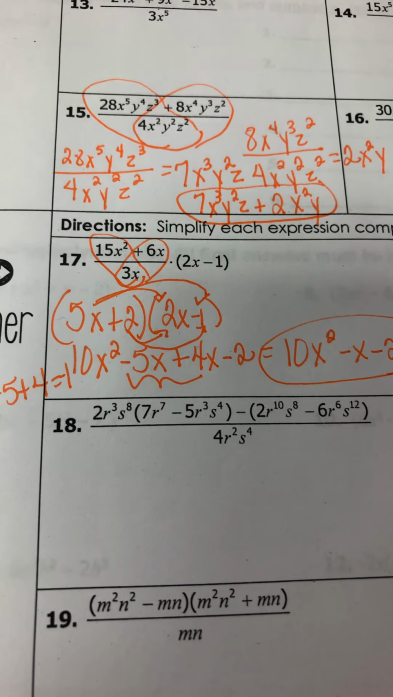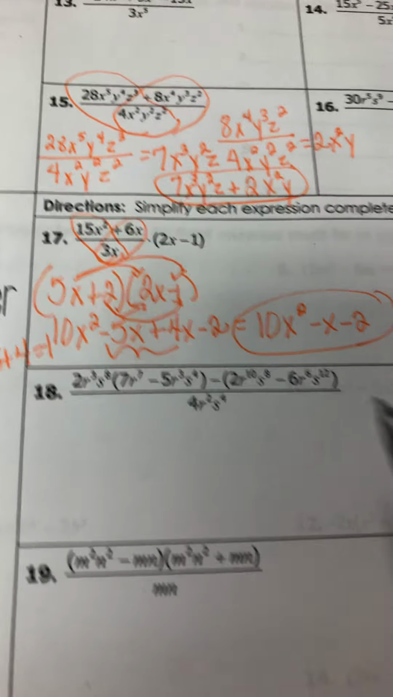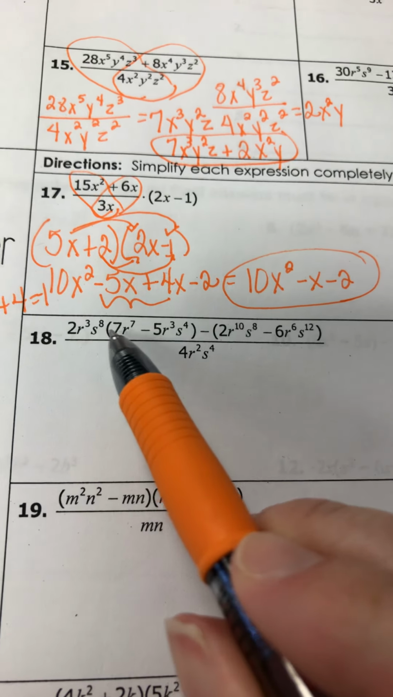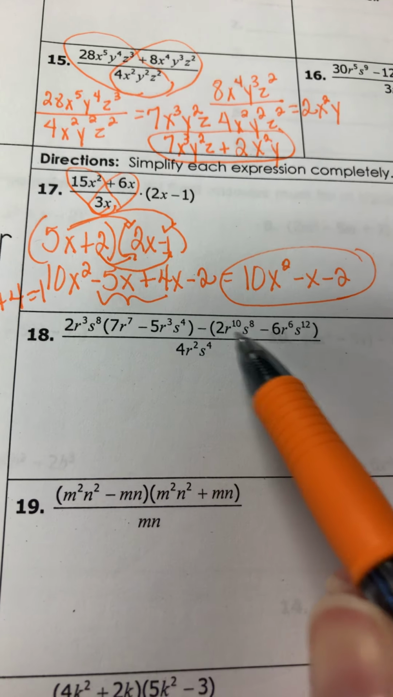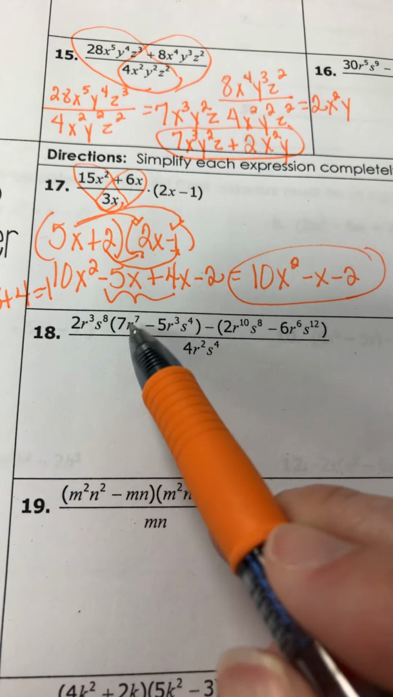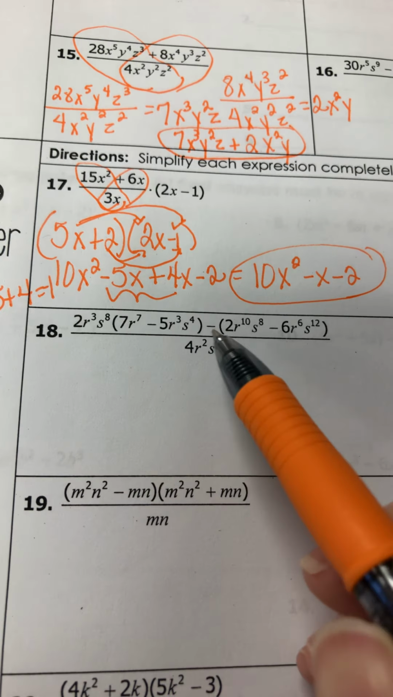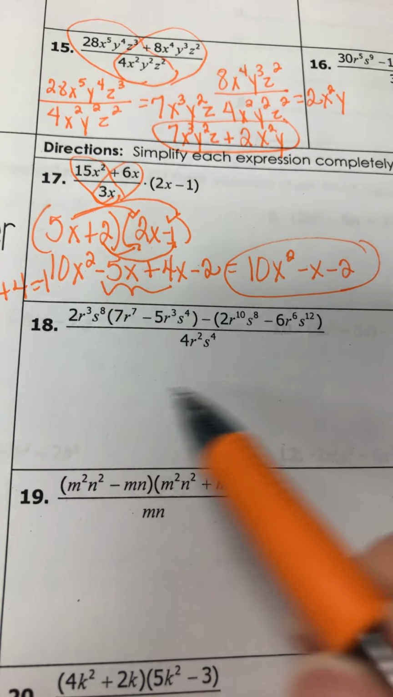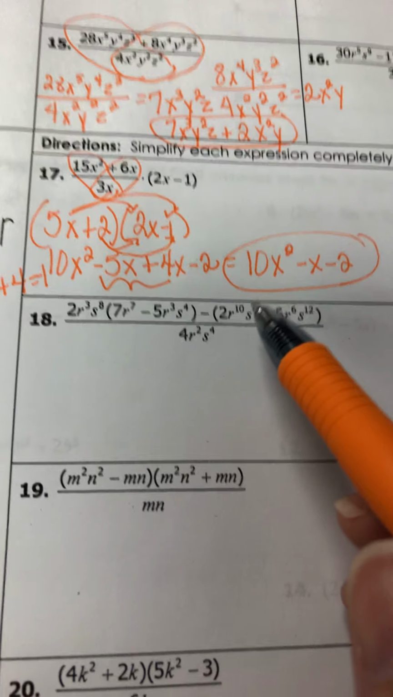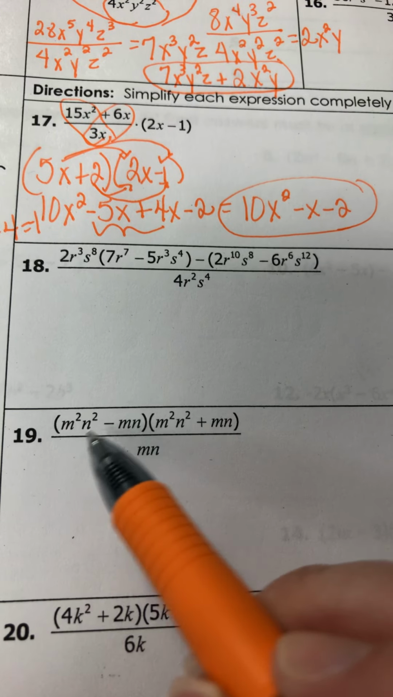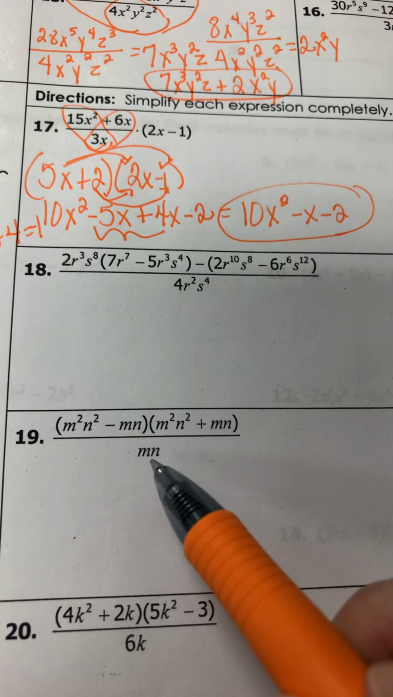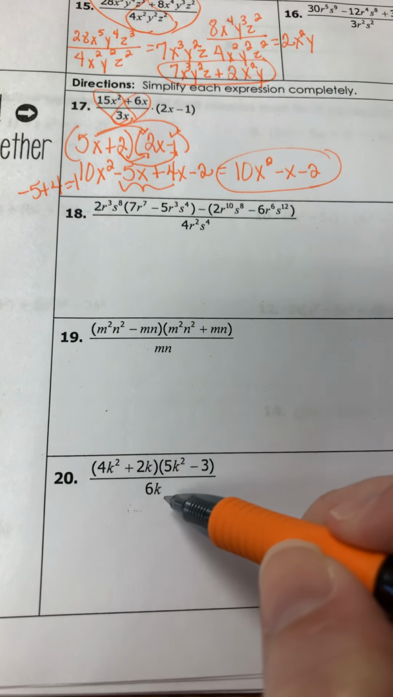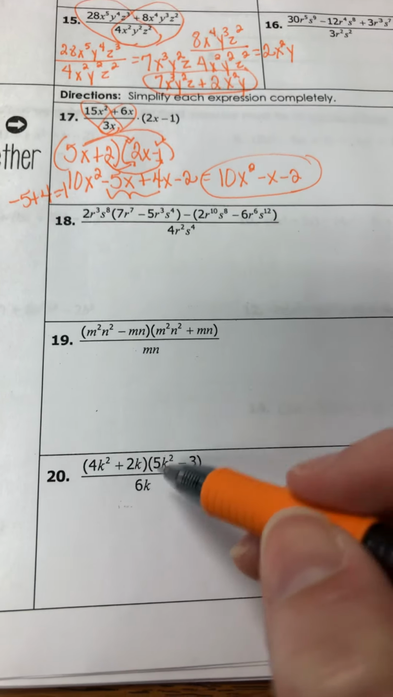Now in a problem like number 18, you can't go ahead and divide because you have polynomials in parentheses. So you're going to have to distribute here and here, then distribute the minus sign or the negative 1 here and here, and then divide at the end. On number 19, you're going to have to FOIL and then divide. And then on number 20, FOIL and then divide. Okay, take your time on these.